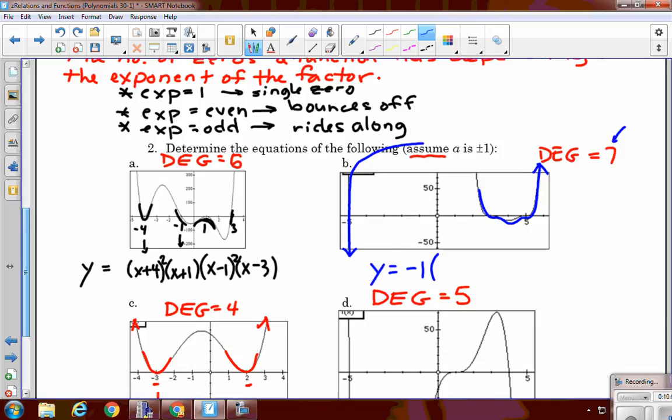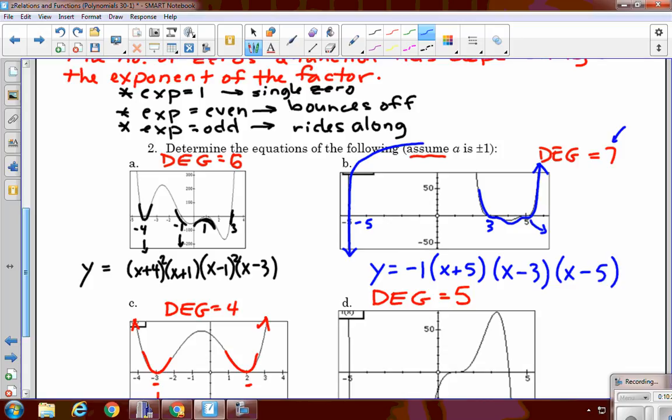And now we've got to determine our factors. So right here, this was going through at -5. That relates to a factor of x plus 5. Over here, this is at 3. So that relates to a factor that's x minus 3. This x-intercept, or 0, is at 5. So that relates to x minus 5.